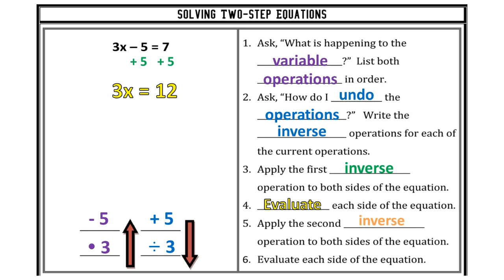Now I'm going to apply the second inverse operation and evaluate again. So I'm going to divide both sides by 3. 3x divided by 3 is just x. I got my identity. 12 divided by 3 is 4, so x equals 4. I could check this equation by plugging the solution back in and checking for a true statement.